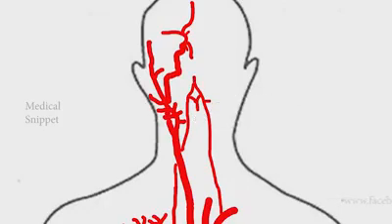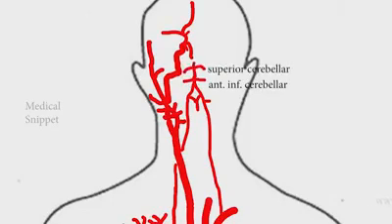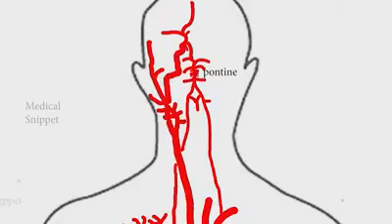The basilar artery gives rise to the anterior inferior cerebellar artery and superior cerebellar artery, and divides into the posterior cerebral arteries. It also gives paramedian pontine branches. Let's now complete the circle of Willis.